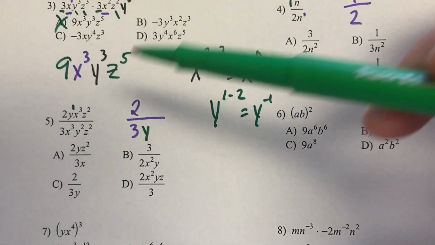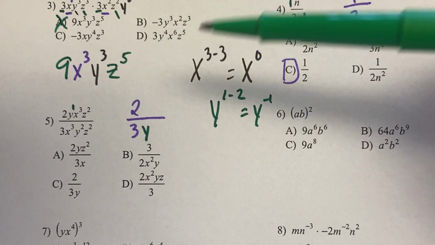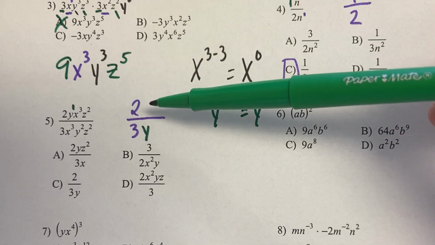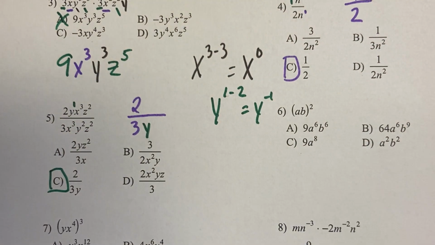And z, I've got z squared on top, z squared on the bottom. Same thing, dividing a number by itself, it's just going to be 1. So those are going to go away as well. So it looks like we have 2 over 3y, and looks like C is going to give us that result.